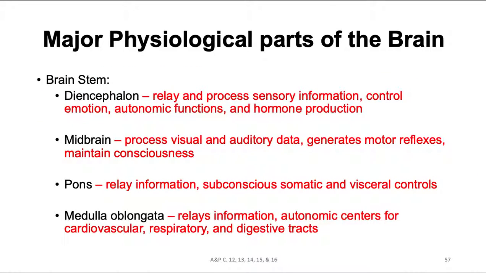Then we moved into our brainstem, and your brainstem can be divided into 4 parts. You have the diencephalon, which is going to relay and process sensory information that helps control your motion and autonomic functions, as well as hormone production. You have your midbrain, which is processing visual and auditory data. It helps make your reflexes and helps you maintain consciousness. Your pons is going to relay information, and it also plays a role in subconscious somatic and visceral controls. So it's controlling what's going on in our skin and inside our organs.